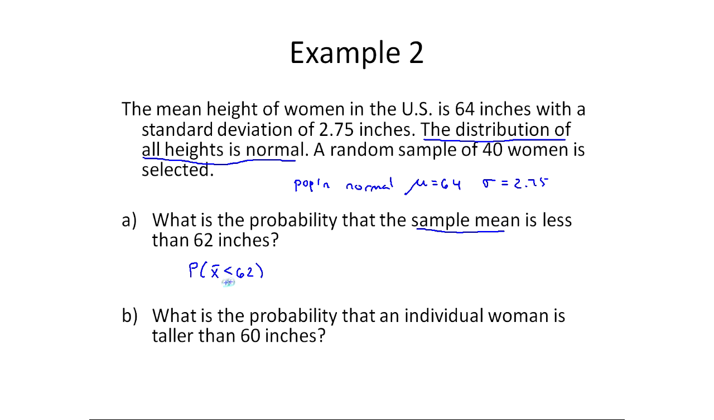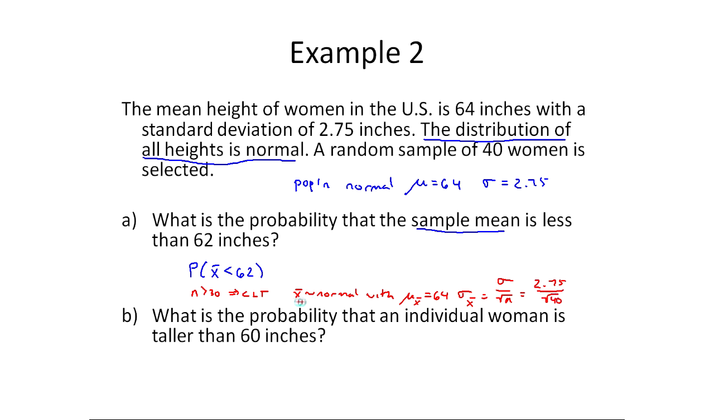So I say, well, what was our sample size? It was 40. So n is bigger than 30, so we can apply the central limit theorem. That means X bar is normal, or at least approximately, with a mean that's the same as our original, so 64, but now remember we have a different standard deviation, that's the standard error. So it's equal to sigma over the square root of n, which is equal to 2.75 divided by the square root of 40.